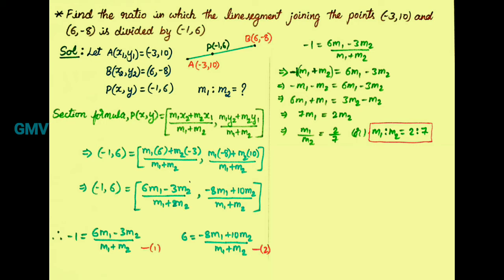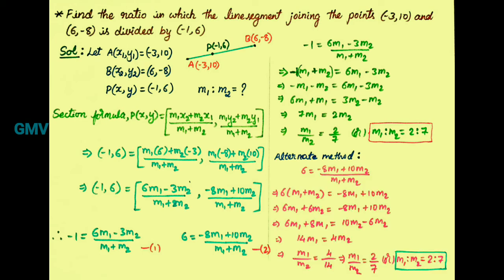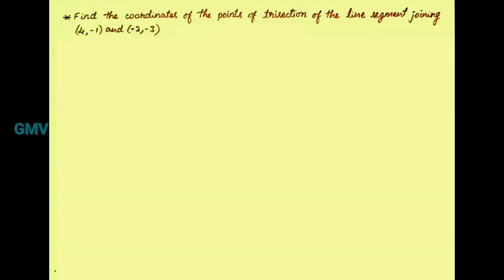There is an alternate method. Instead of taking equation 1, we can also take equation 2. And simplifying equation 2, we get the same answer, m1 is to m2 is equal to 2 is to 7.